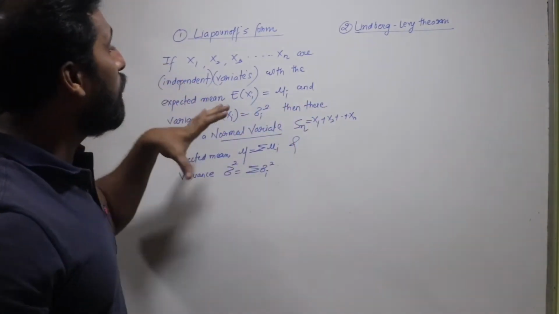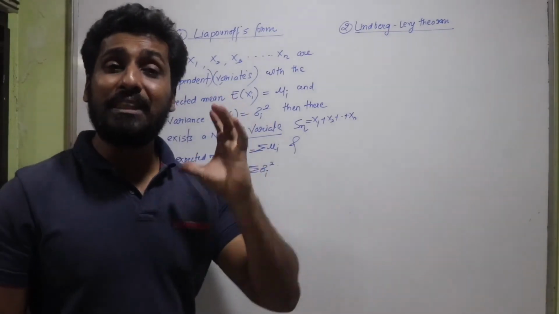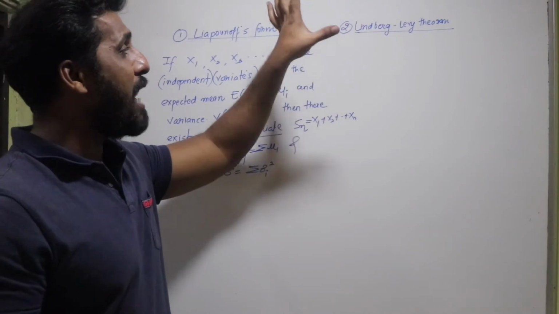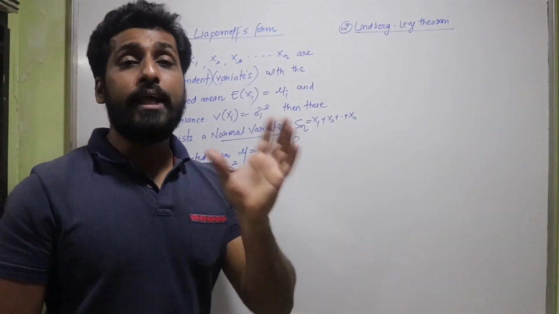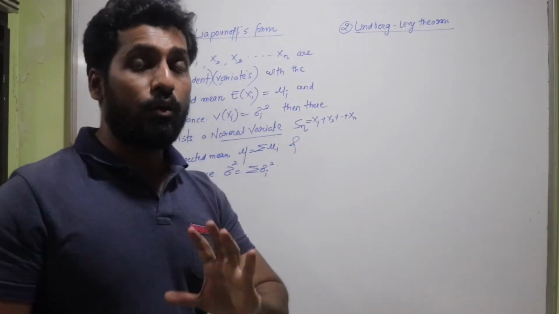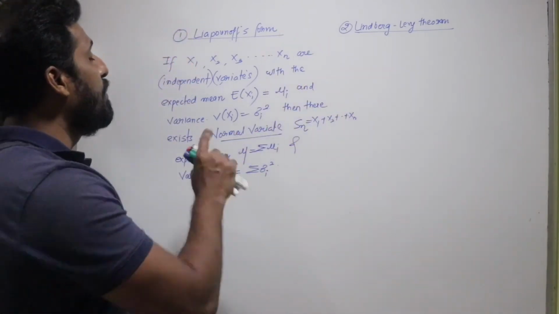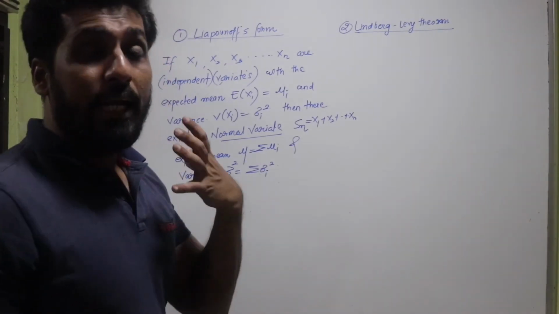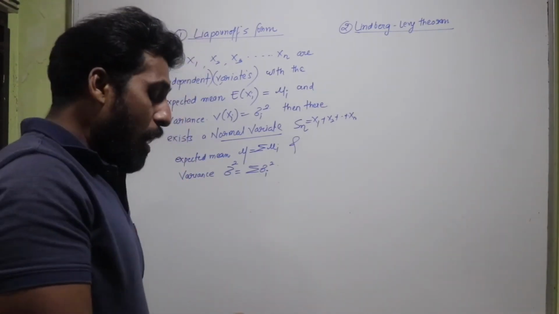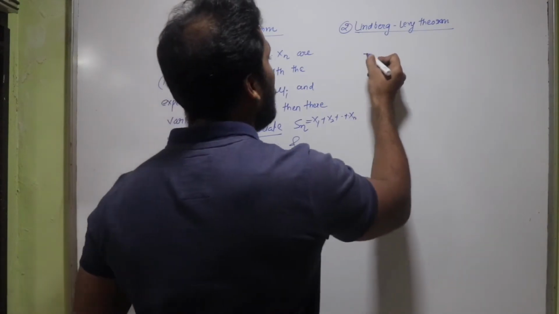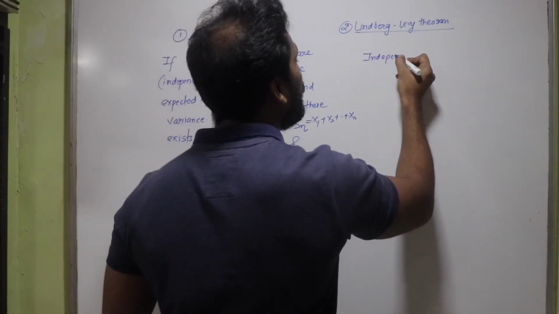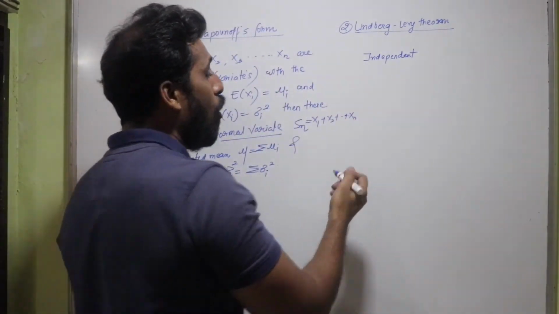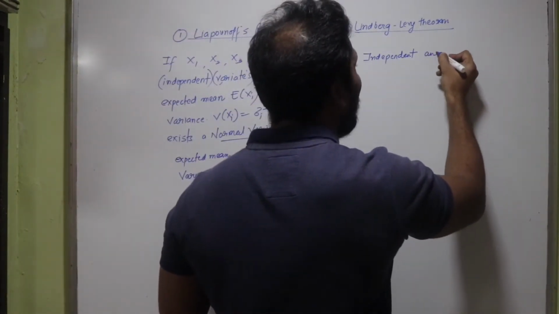So this is what the Lyapunov's form of central limit theorem is. Let's move on to the next form, called the Lindeberg-Levy theorem. Now there is going to be a small difference between the two statements. Over here also we will have x1, x2 and so on up to xn as n independent variates, but along with being independent, they are also going to be identical.